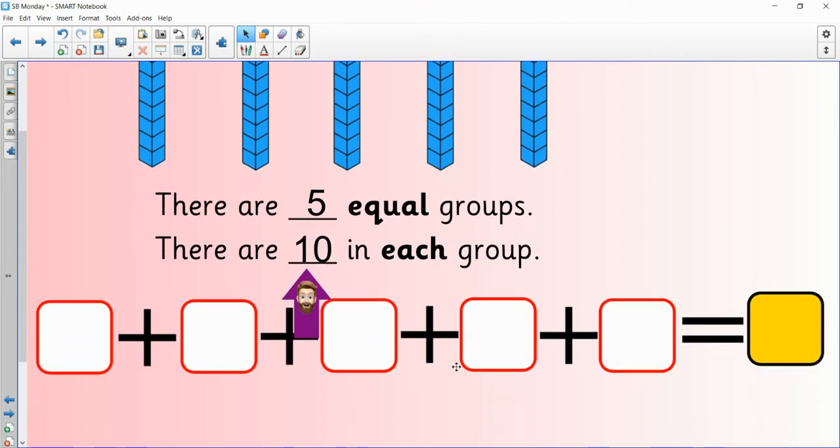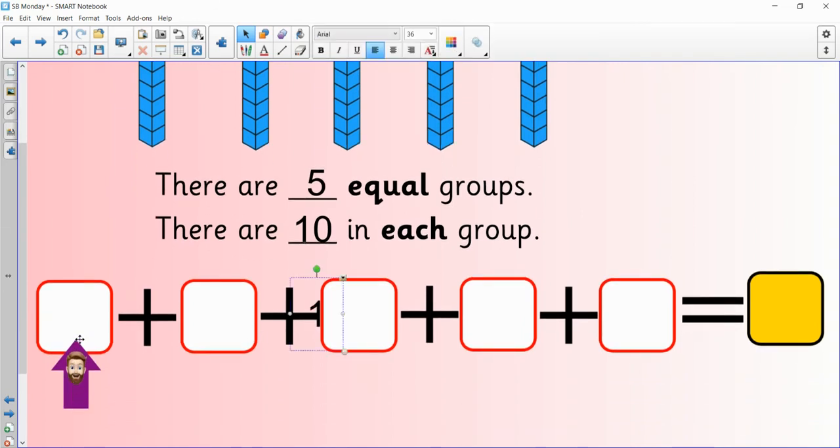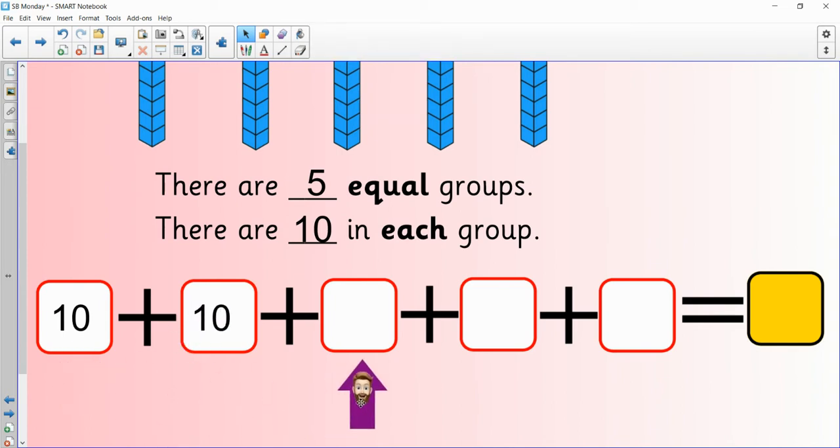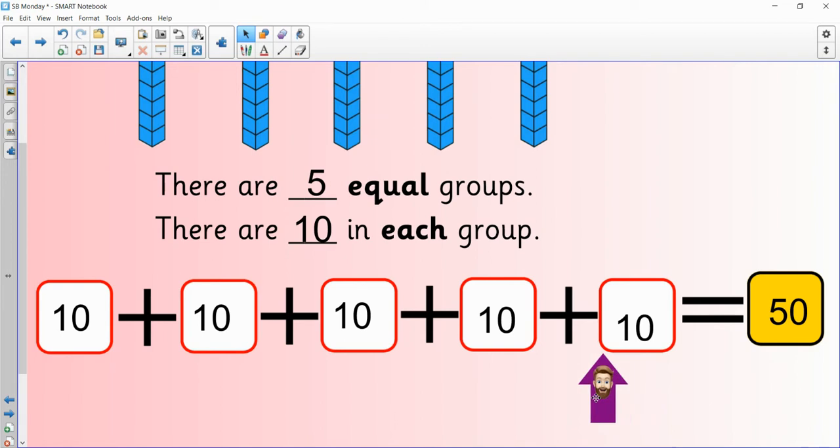Now, how am I going to fill in my repeated addition? What's going to go in here? Is it going to be 5 or 10? Well, it can't be 5, can it? Because I've not got 5 in each group. I've got 10 in each group. So I'm going to write 10 in each box. 10, add 10, add 10, add 10, add 10. And what's the total? 10, 20, 30, 40, 50. Total's 50. There are 50 altogether. And can you see it's a repeated addition because each number is the same.